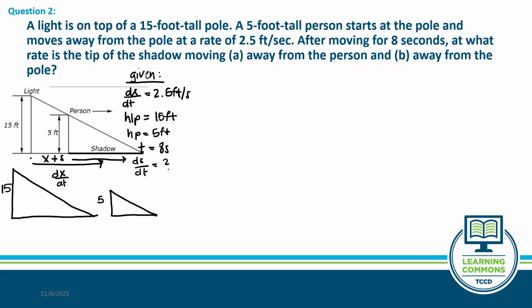So let's start with relating these two. This whole thing is x plus s, excuse me. But also, this is simply just s, because this is the shadow, like they show in the picture. This is the whole length. So x plus s, again, similar triangles. X plus s is the whole thing. This is 5, this is s. So let's go ahead and relate the two. Making a proportion: 15 over x plus s equals 5 over s.